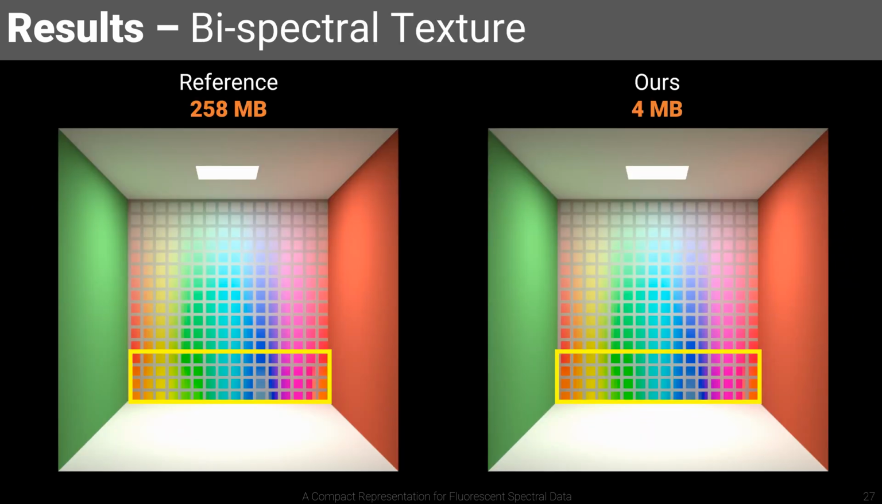The memory difference is even larger with fluorescent textures. This texture is 32 by 32. Among those pixels, we have 255 fluorescent ones. The raw representation needs 258 megabytes for both spectral and bispectral pixels, while our method only requires 4 megabytes for this texture. If you increase the resolution of the texture, the ratio gets even bigger. This means our method makes the usage of bispectral textures practical.